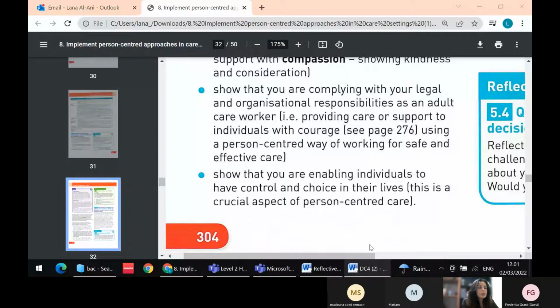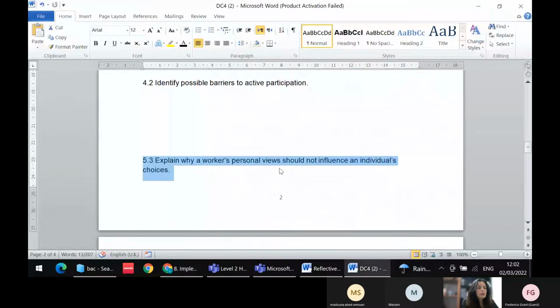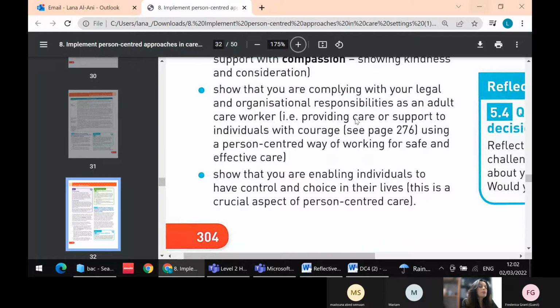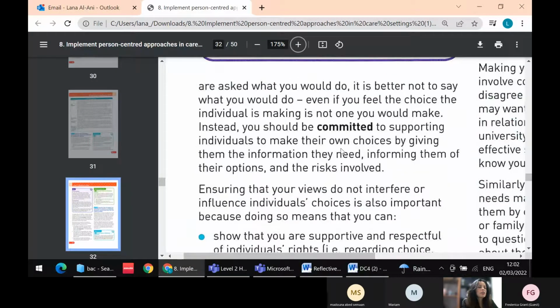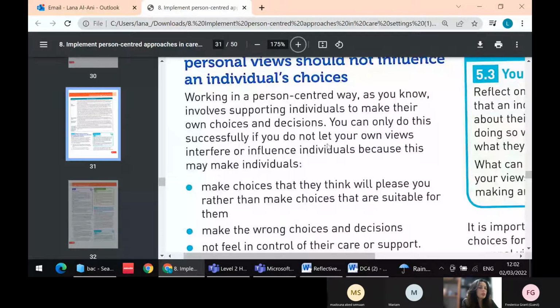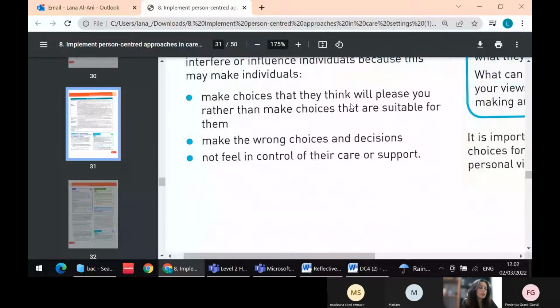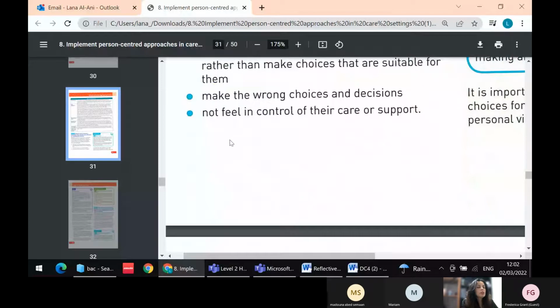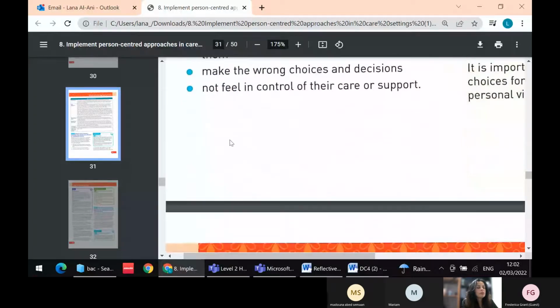So if you answer this question, explain why personal views should not influence the individual's choices, it's just what we have spoken about. First of all, you say how you let people make their own choices. Also, if you influence them, what's going to happen? They might make wrong choices. They might make certain choices just to please you rather than suitable for them, and also they would not feel in control of their lives.